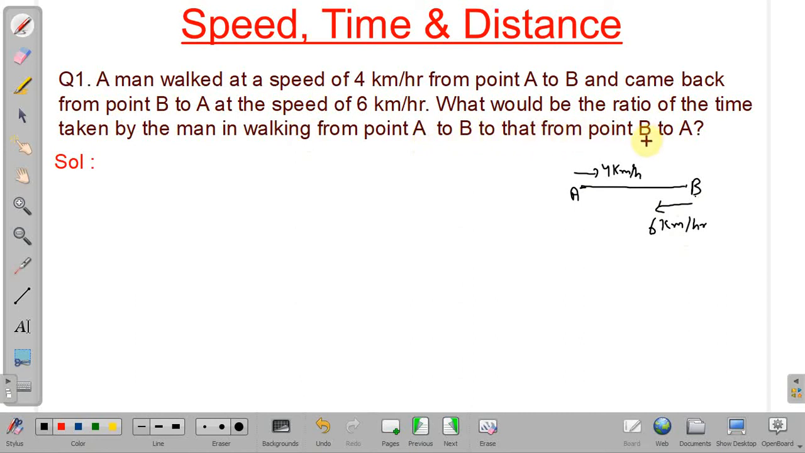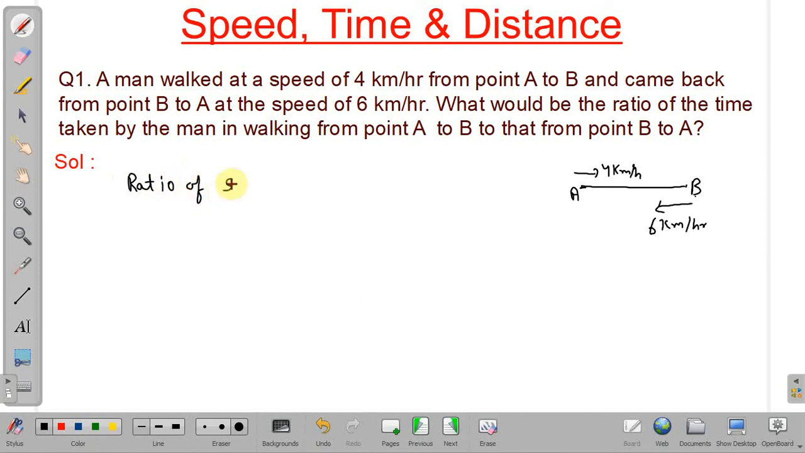So if you see, while the man is walking from A to B, suppose the distance is x, then walking from B to A the distance will also be the same, that is x. So time taken will be inversely proportional to the speed. So we have to calculate the ratio of speeds, then we can calculate the ratio of time.